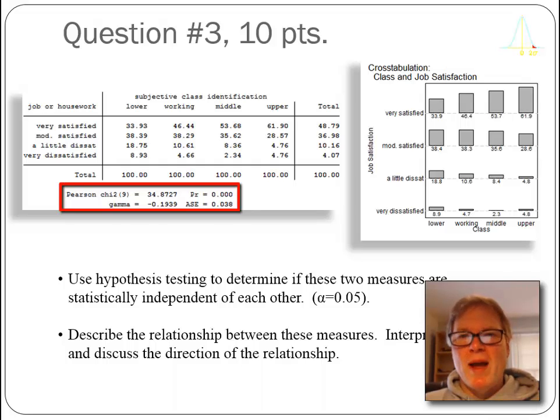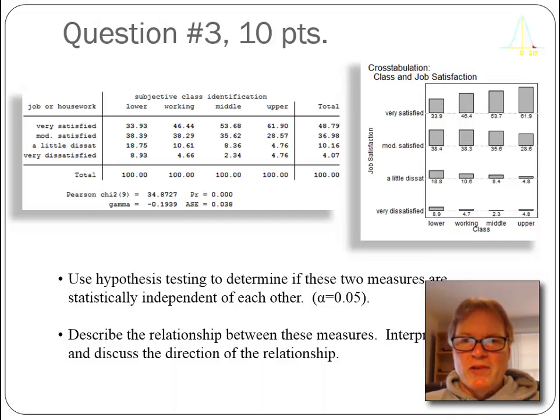We're going to ask you to describe the relationship between these two measures and to interpret gamma. Again, gamma is given to you in our output. In this case, it's minus 0.19. I think we can safely ignore the direction and basically indicate that, number one, we would reject the null hypothesis. So there's our test of significance. We can talk about the direction of the relationship. As people move to upper classes, we tend to see an increase in job satisfaction. Alternatively, as we go from lower class to upper class, we see a decrease in people who are very dissatisfied.